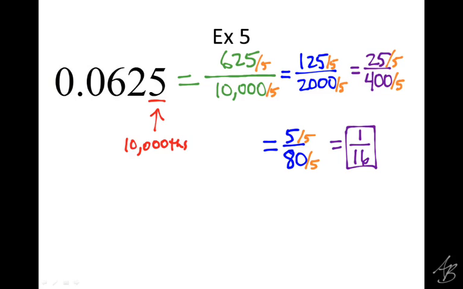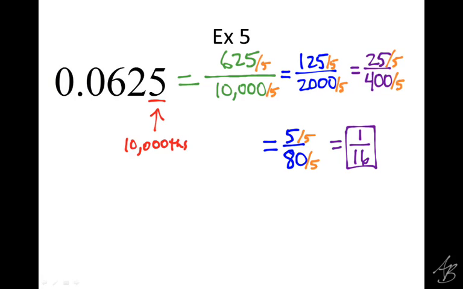Real quick, before we go on to the next example, this is something we're going to talk about tomorrow, but I think you guys know how to do it. If I wanted to change a fraction like 1 over 16 into a decimal, what could I do? What does 1 over 16 mean? It means division, right? It means 1 divided by 16.